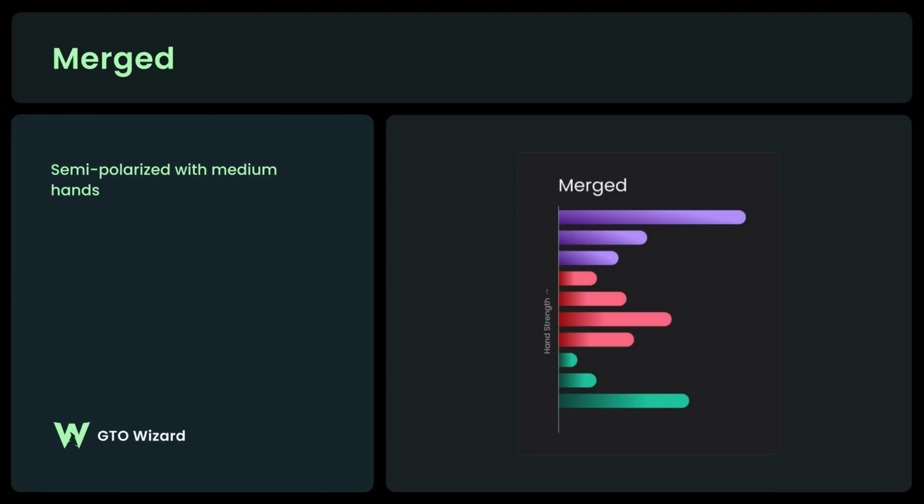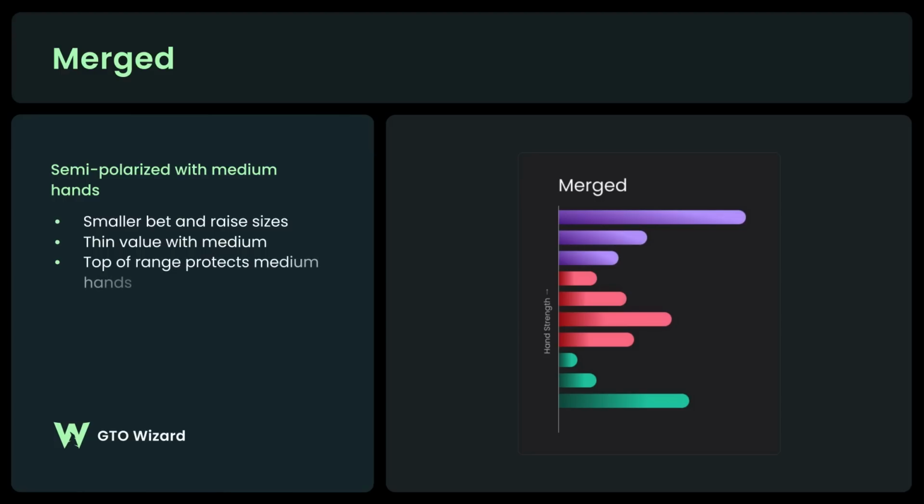So why do merged ranges exist? Well, when you have a merged range, you typically want to use a smaller bet and raise size because you're trying to get thin value with your medium to strongish hands. You're still going to have some nutted hands in there, and the top of your range protects the rest of your medium strength hands. The key is that sometimes in poker, you can bet a medium strength hand that folds out better and simultaneously gets called by worse. This is the sweet spot.